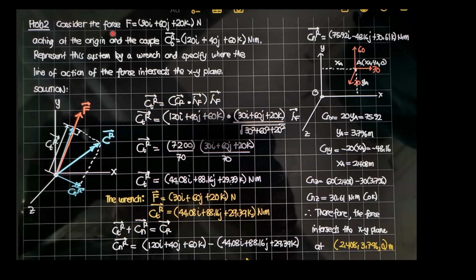For this second example, consider the force F. Supposedly this is a vector. The arrowhead is not presented here. It is covered, but it is a vector 30i plus 60j plus 20k newtons acting at the origin, and the resultant couple is the quantity 120i plus 40j plus 60k newton meters. Represent the system by a wrench and specify where the line of action of the force intersects the XY plane.